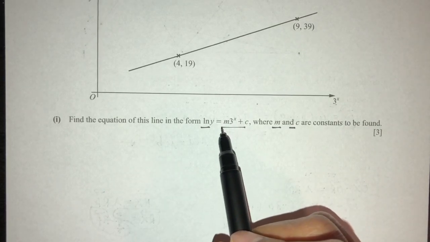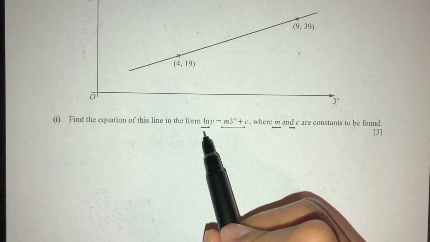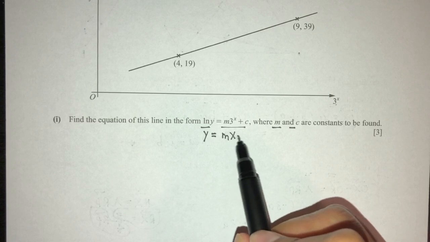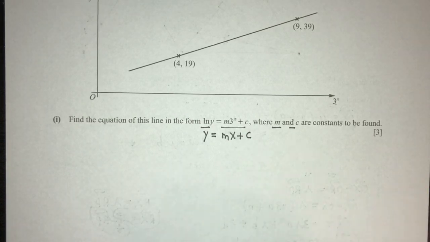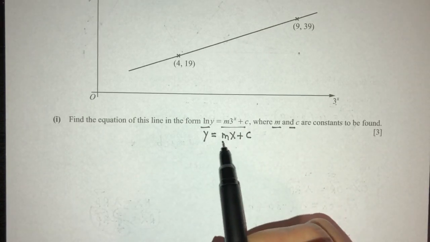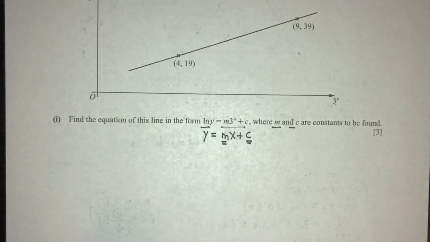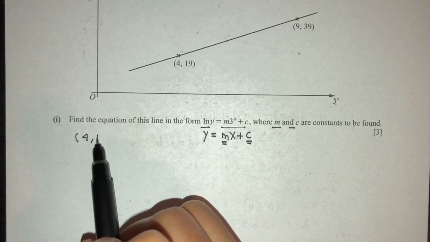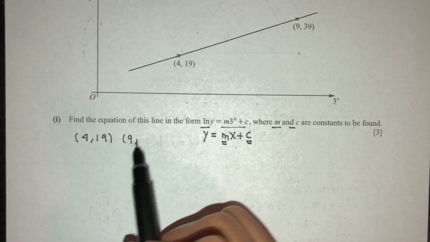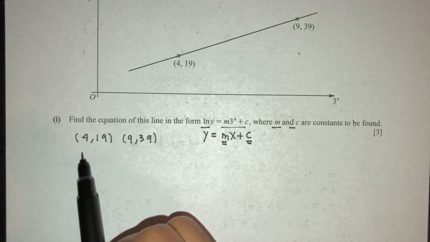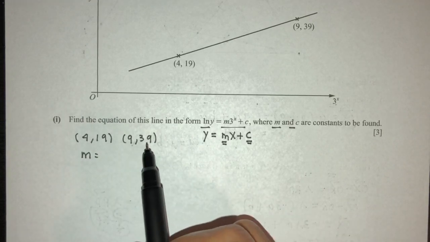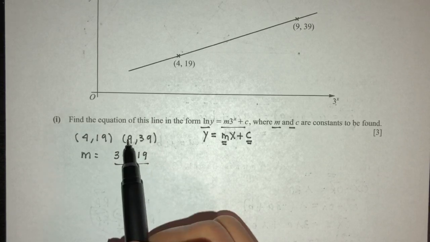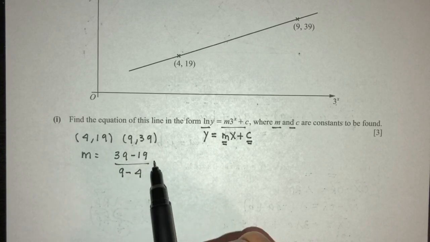m is the gradient of the line. Because if you compare, we have ln y equals m times 3^x plus c. This is your usual equation of a line, so m is the gradient and c is the y-intercept. To find m, we have to use the 2 points, (4, 19) and (9, 39). m will always be (y2 minus y1) over (x2 minus x1), so 39 minus 19 over 9 minus 4.